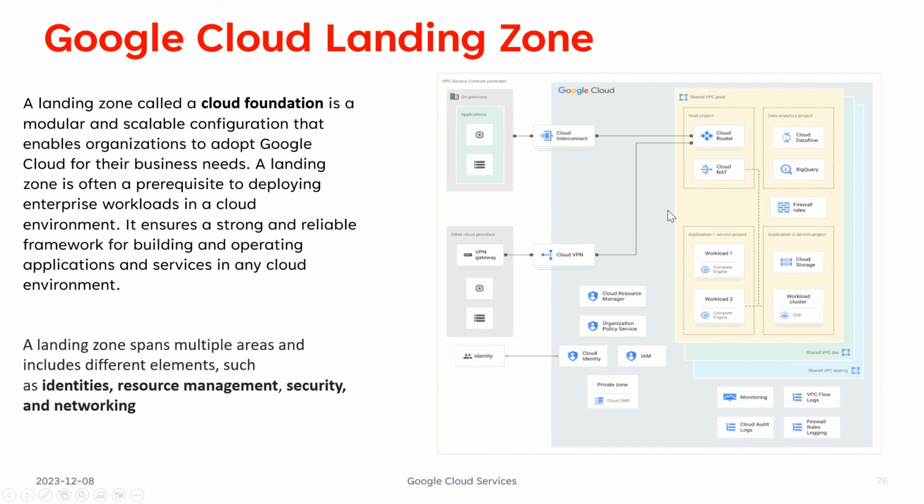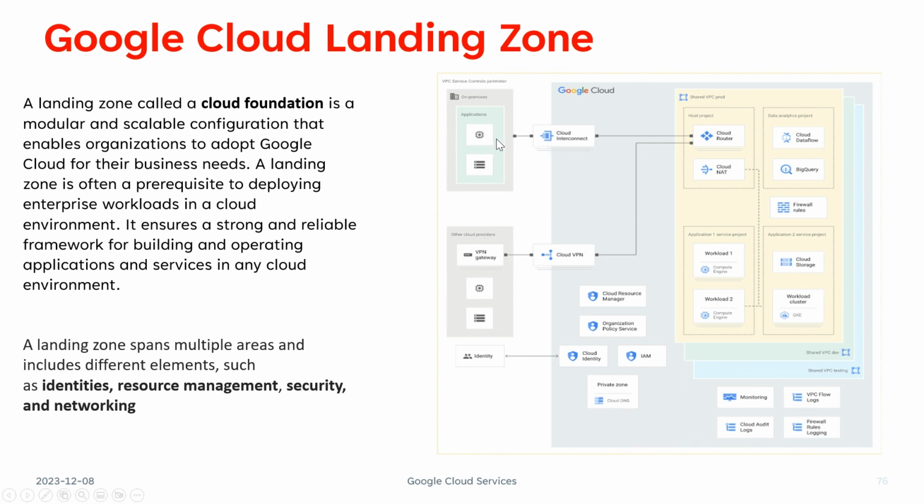See, this is your Google Cloud, right? And here you have a shared VPC. So you have a shared VPC for production. What happened? Your VPC is now connected to your on-prem. Your VPC is also connected to your cloud.